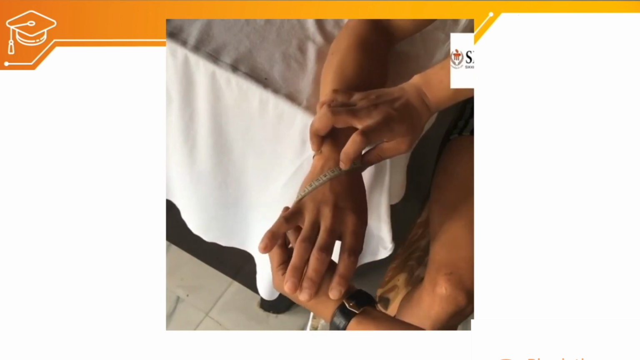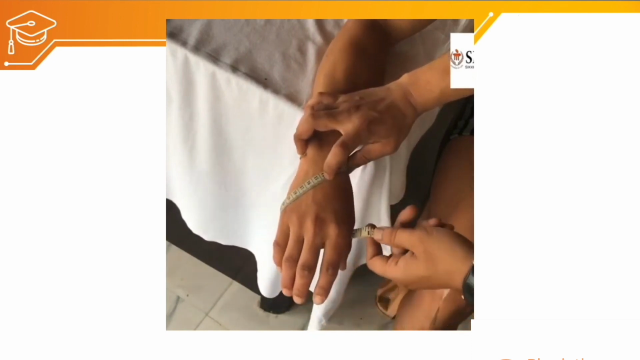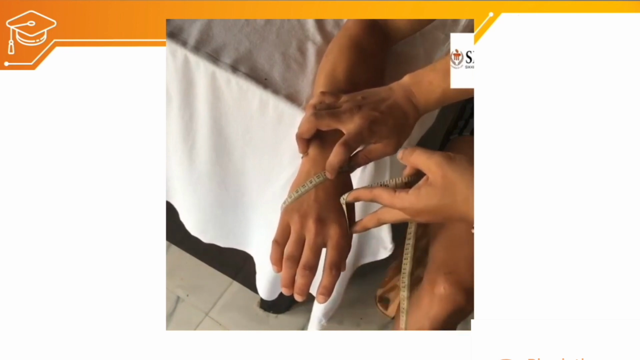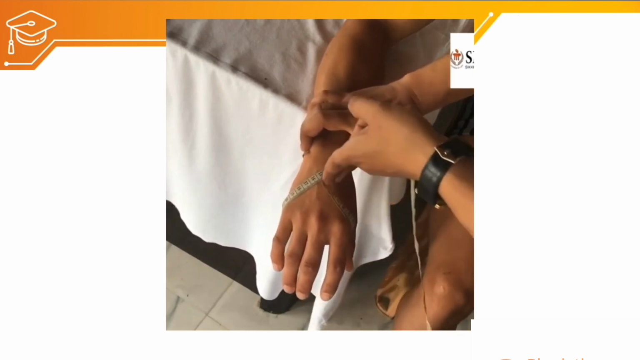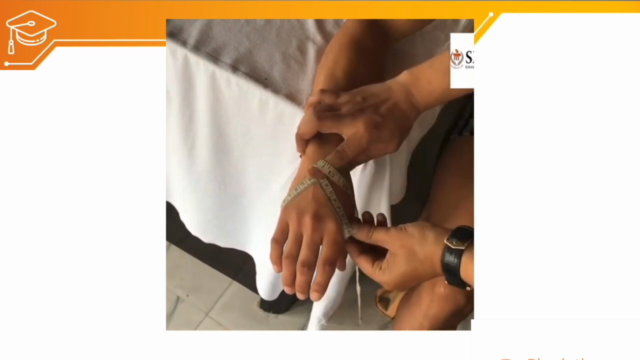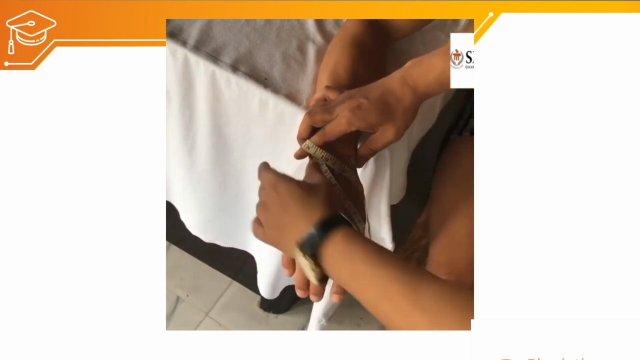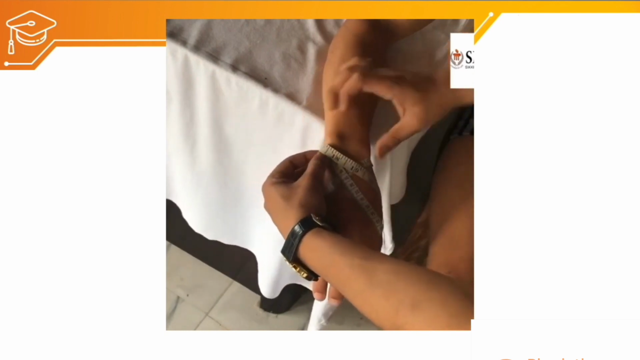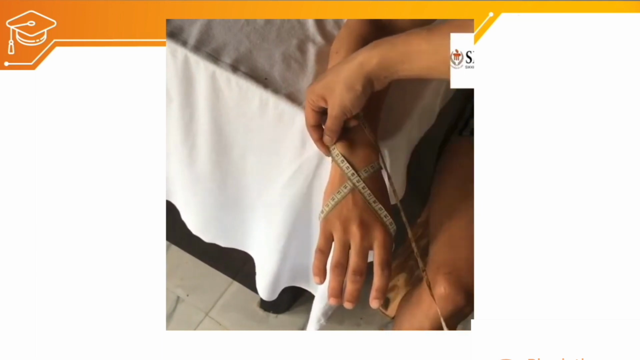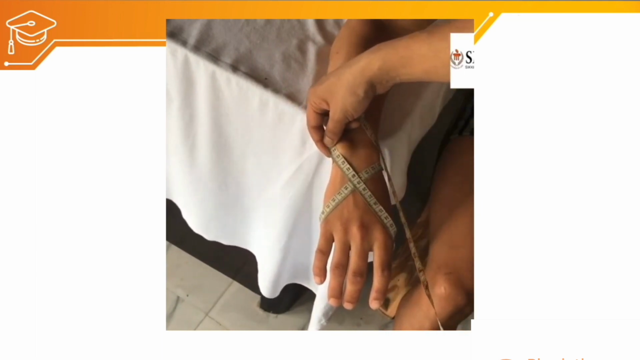The tape is crossed across the hand and reaches the second metacarpophalangeal joint. From second metacarpophalangeal joint, the tape is taken to the starting position, that is the styloid process of the ulna. So this is the measurement technique for wrist and hand, and it is called as figure of 8 measurement technique. This is mostly used to see the edema over the hand and the wrist.